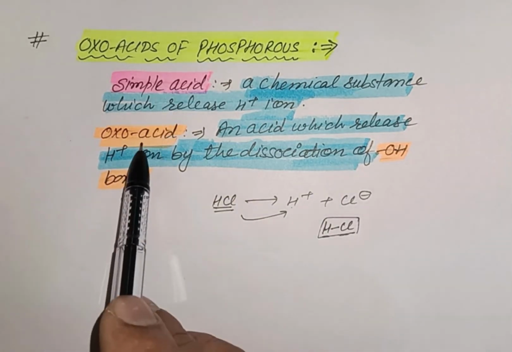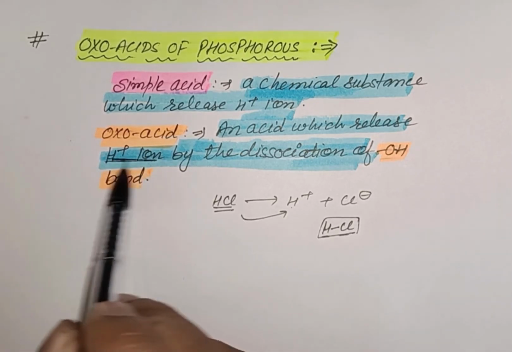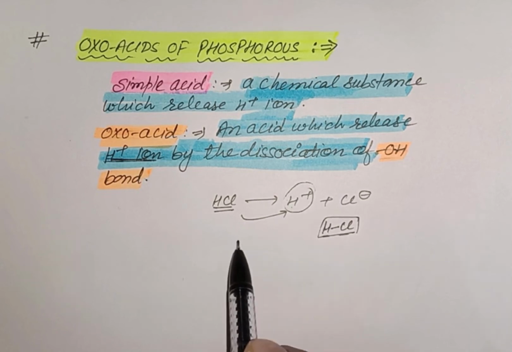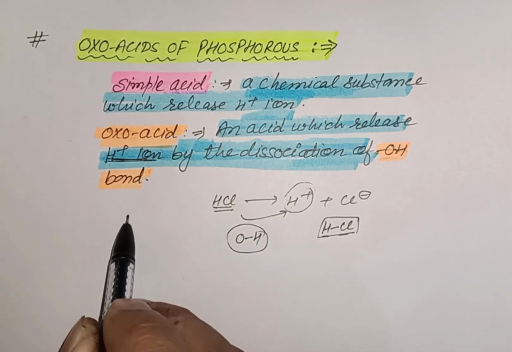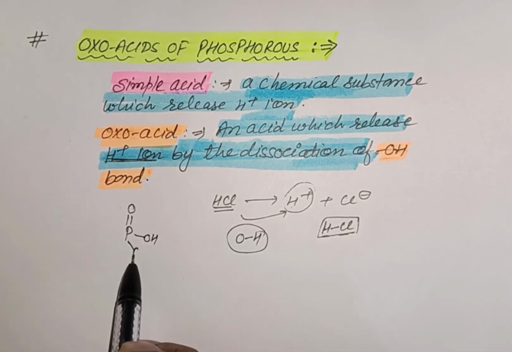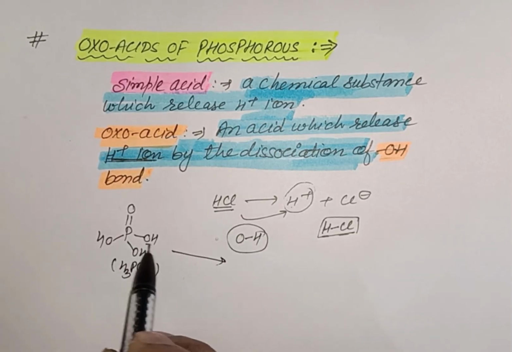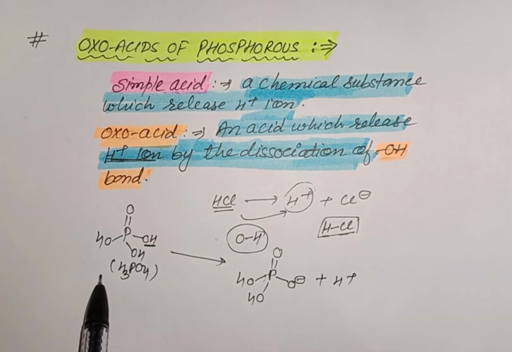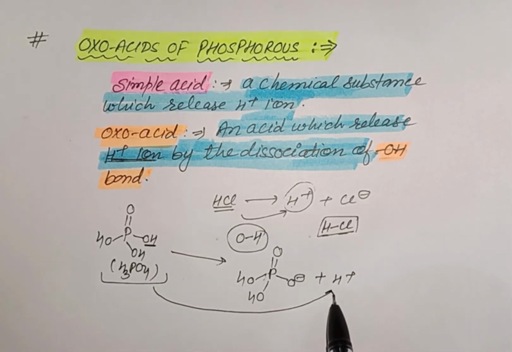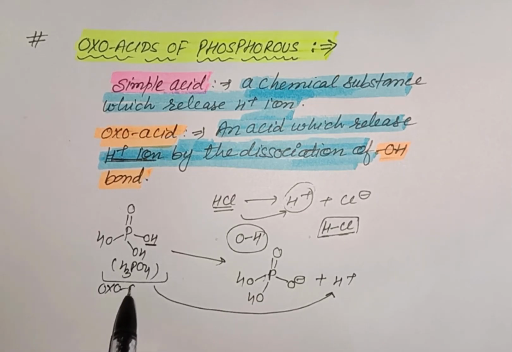The difference between a simple acid and an oxoacid is that the oxoacid also releases H positive ion, but this H positive ion is released due to the dissociation of the OH bond. Like if we have phosphoric acid, P double bond O, OH, OH and OH. This is H3PO4. After dissociation of any one OH bond, this will form P double bond O, OH, OH and O negative plus H positive. So this H3PO4 can release H positive ion, and this H positive ion is released by the dissociation of the OH bond. That's why this is called an oxoacid.